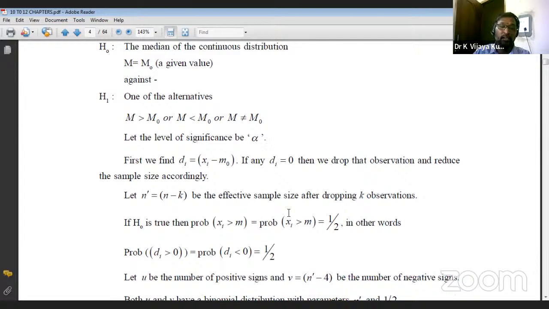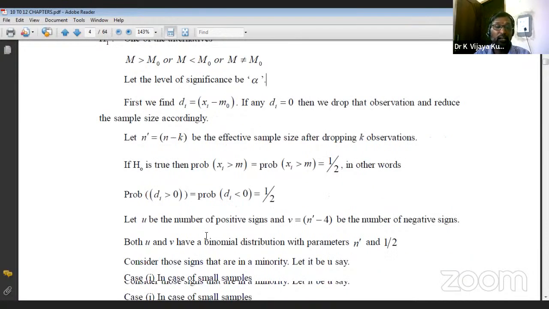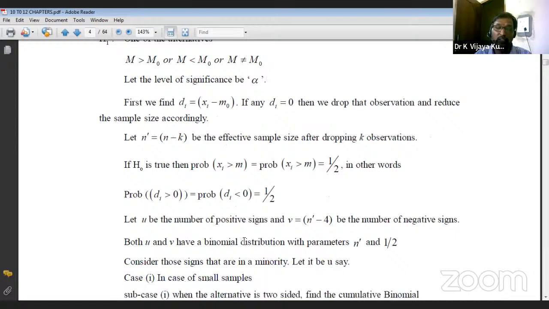Let n' = n - k be the effective sample size after dropping k observations. If H0 is true, then the probability that xi is less than m is 1/2. So the probability of d greater than 0 and d less than 0 is equal to 1/2. Let u be the number of positive signs, v = n' - u.